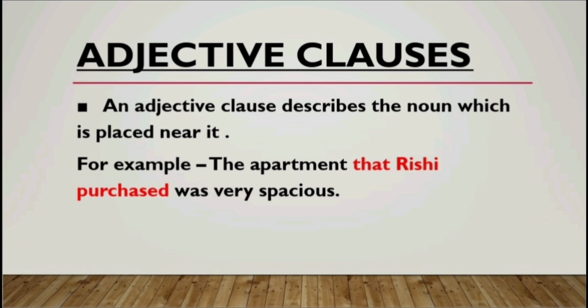So an adjective clause is a clause which describes a noun or a pronoun which is placed near to it. It can describe quality, quantity, number, possessiveness, or it can be an interrogative adjective as well.